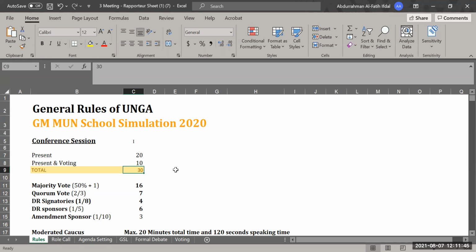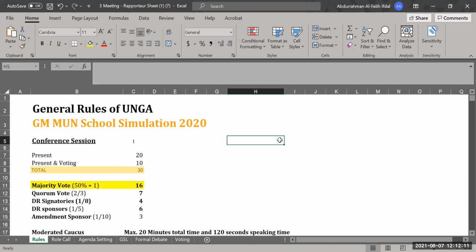For us to decide whether a motion passes, we have to reach a majority vote. For Indonesia's motion to pass, we have to reach a majority vote. Now, what's a majority vote? If you look at the one colored in yellow, it says 50% plus one.